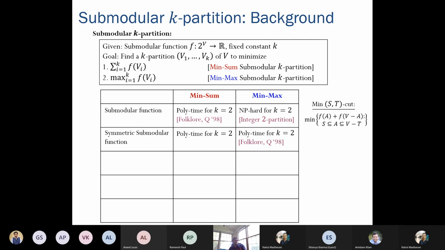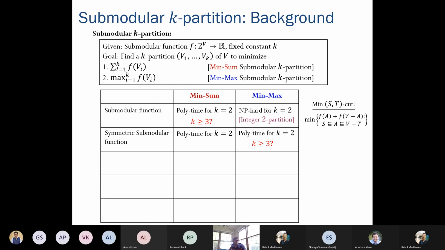Okay. Good. So the natural question we want to think about here is, well, we know that it's poly-time for k equals 2. What about larger constants k? The min-sum submodular k partition. And similarly, what about min-max symmetric submodular k partition for larger constants k? Ideally, we would like to be able to say that these are also poly-time.